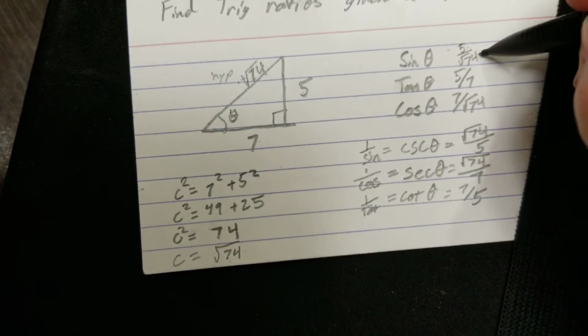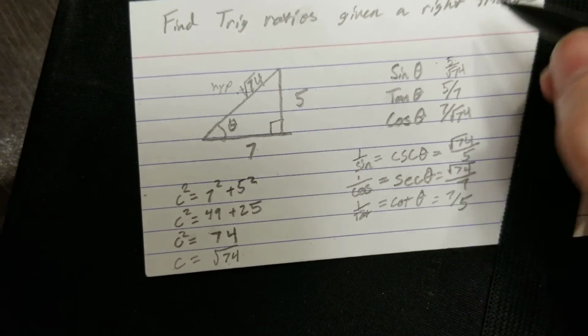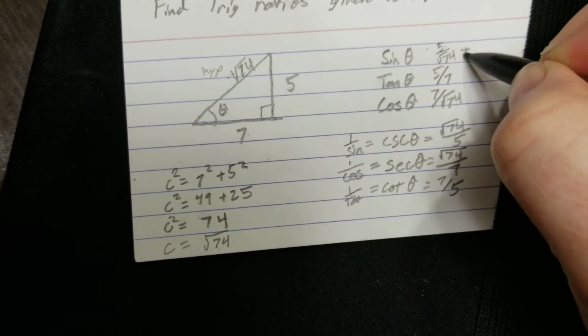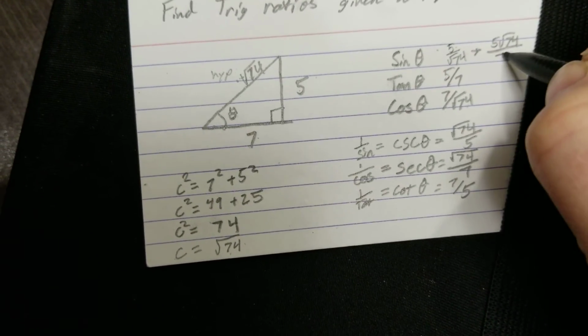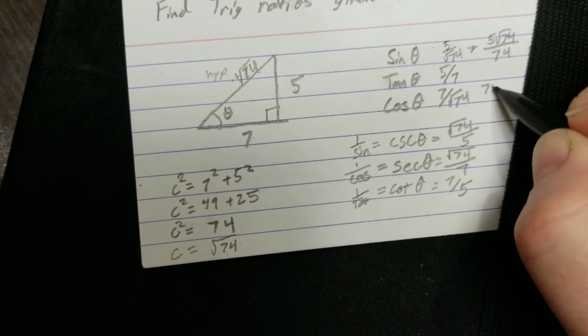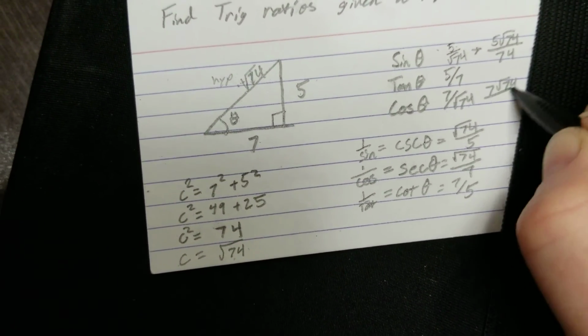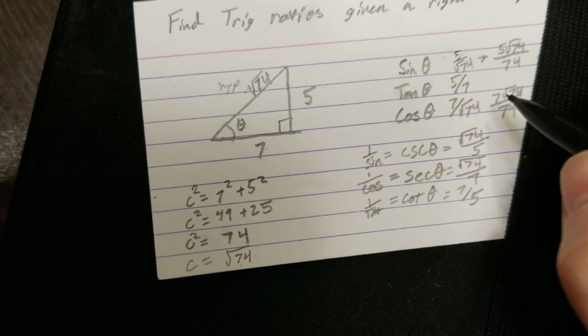Now, for these answers, there's a square root on the bottom. I don't know if Alex will want you to fix it, but if you have to fix it, then you'd get 5 square root 74 all over 74. And this one would become 7 square root 74 over 74. Just multiply by the square root of 74 on the top and bottom.